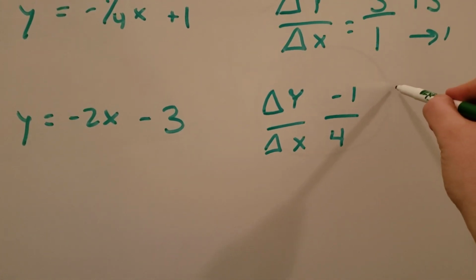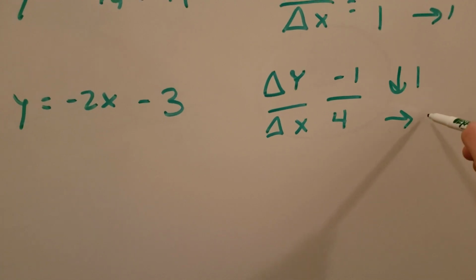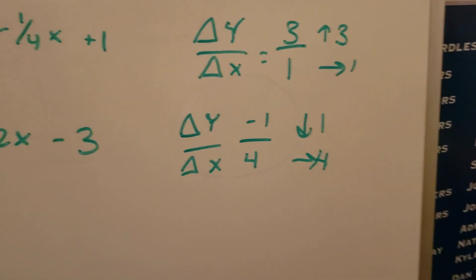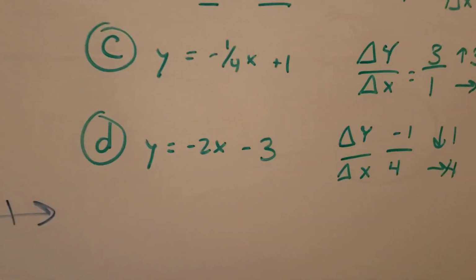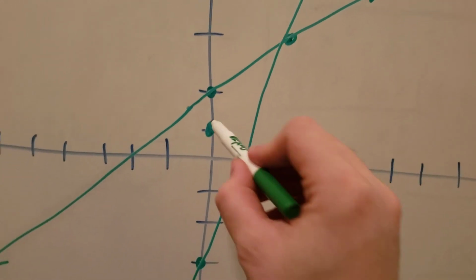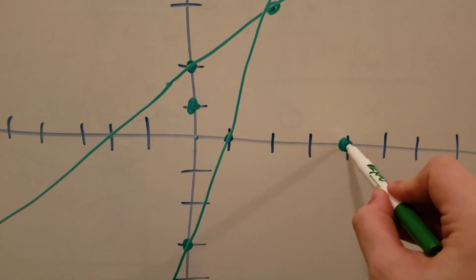That means instead of going up 1, we're going to go down 1, and we're still going to go to the right 4. You're always going to go to the right, basically. That's a given. Every single time you're going to go to the right. So now we've got our -1, and instead of going up, like I said, we're going to go down. So we go down 1 and over 4. 1, 2, 3, 4. There's our second point.